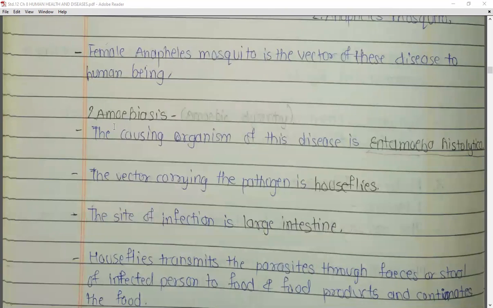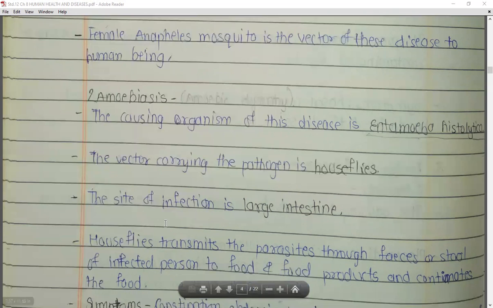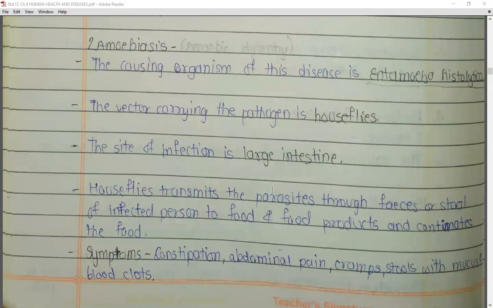The second is amoebiasis, right? It is also known as amoebic dysentery. The causing organism of amoebiasis is Entamoeba histolytica. So this is the causing organism. Again, this can be asked in the MCQ. Now, the vector which is carrying the pathogen is houseflies. So with the houseflies, this can be passed from one place to another. The site of infection of this disease is the large intestine. So the major infection is taking place in the large intestine.